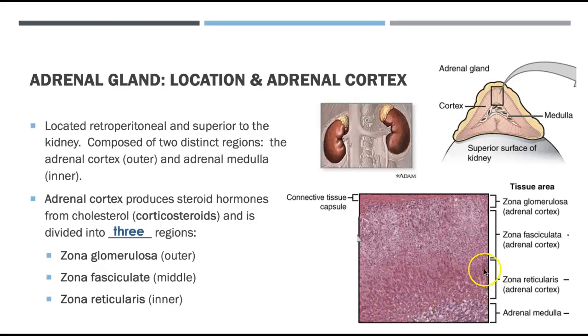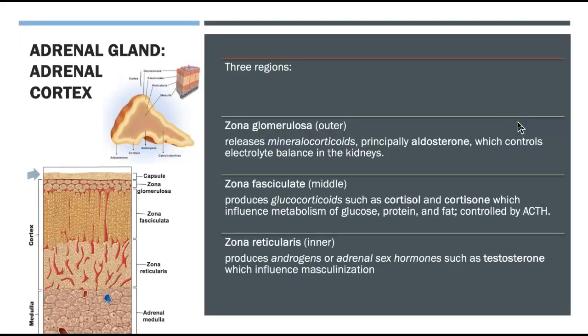This is the innermost layer and makes contact with the adrenal medulla. So if we were looking at this image, out here would be where my zona glomerulosa is, and deeper in here before the medulla is where I would have the zona reticularis. So with these three regions, they are going to release different hormones.